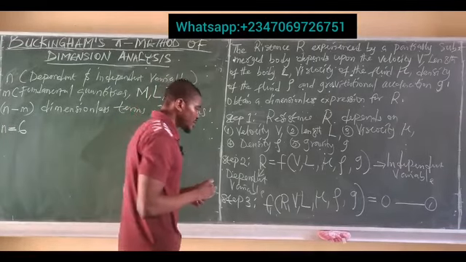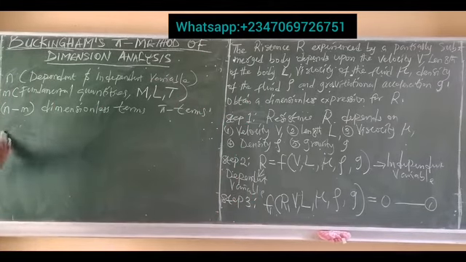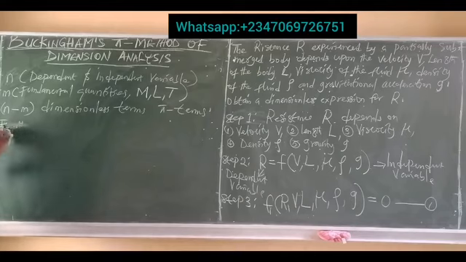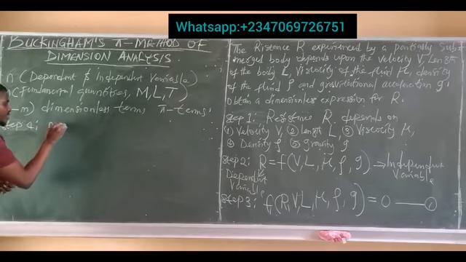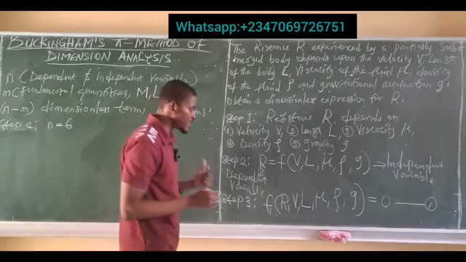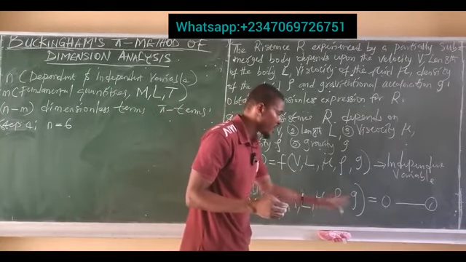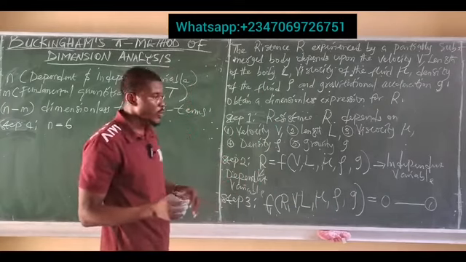This is now the fourth step. Step 4: n is simply equal to 6, the total number of dependent and independent variables. You simply count all of them together: 1, 2, 3, 4, 5, and 6. Hence, n is equal to 6.